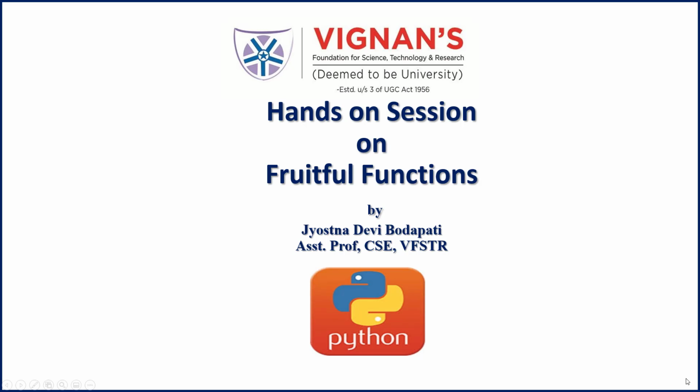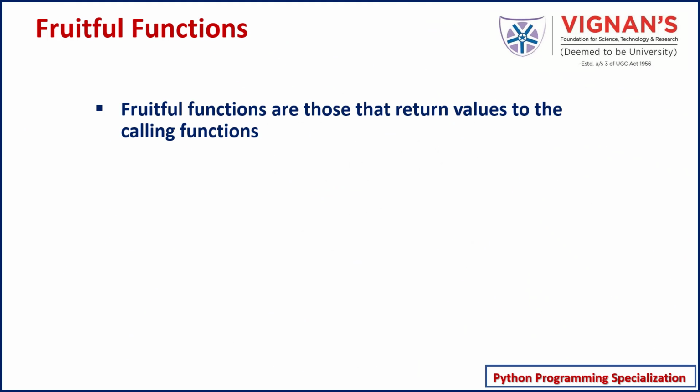In the last video, we have seen how to define functions and how to call the defined functions in Python. So we have seen functions without parameters and with parameters. In this video, we'll see what fruitful functions are. Any function that returns a value to the calling function is known as a fruitful function. We'll see in this video how fruitful functions can be defined and how they can be called.